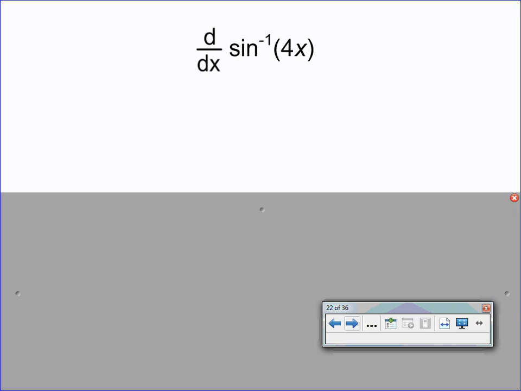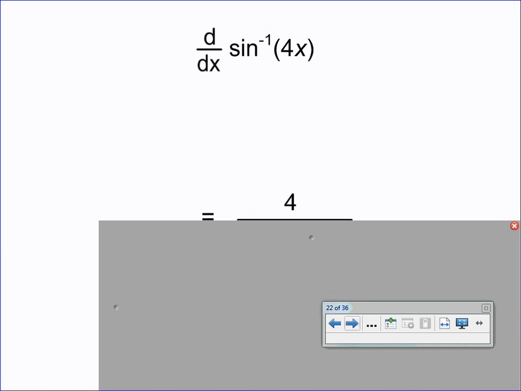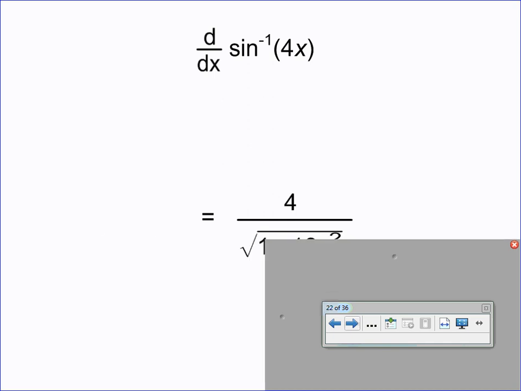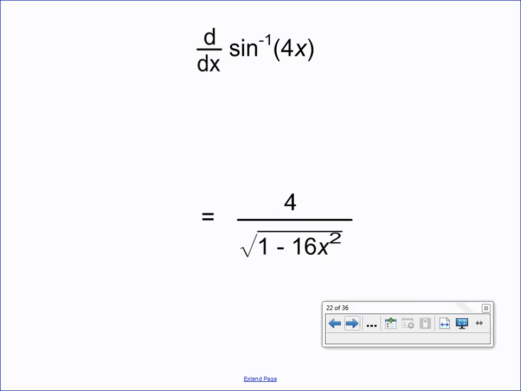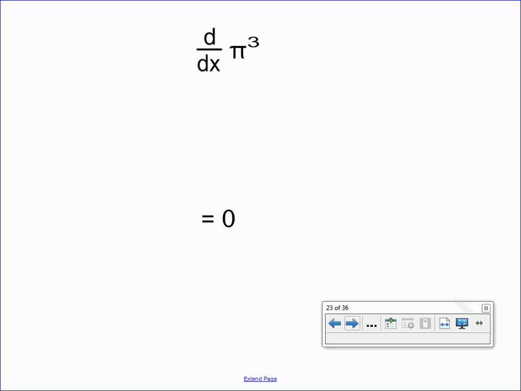That's Sammy. 1 over the square root. Oh, wait, it's 4 over the square root of 1 minus 16x squared. You're correct. Very nice. Derivative with respect to x of pi cubed. Oh, it's 0! It's correct.